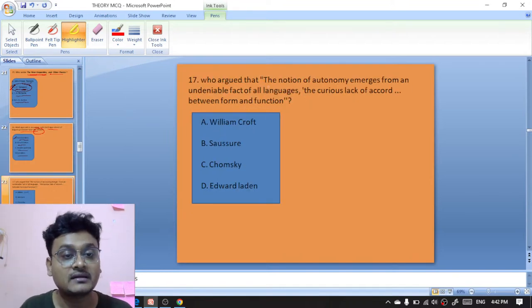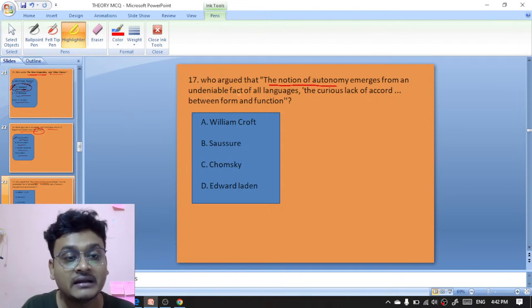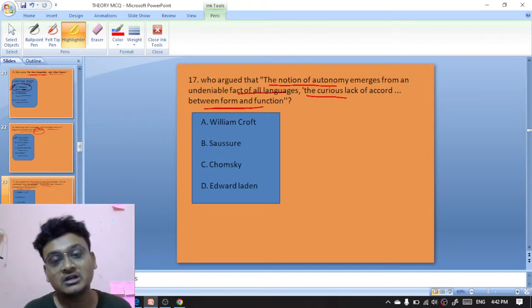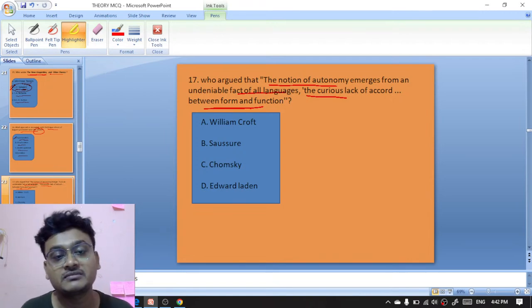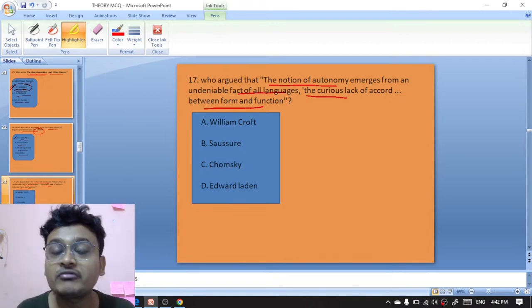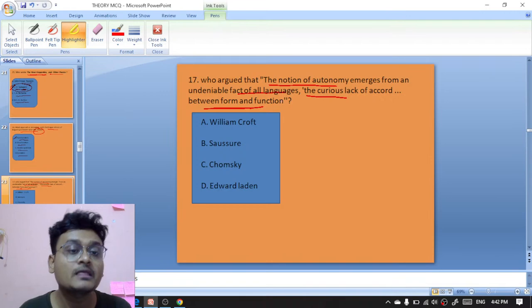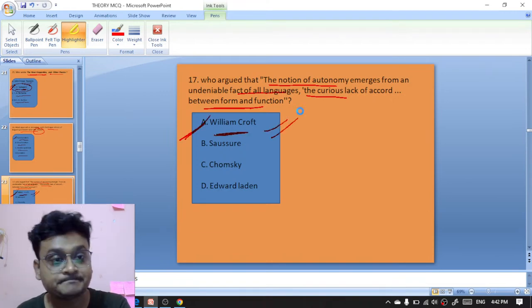Who argued that the notion of autonomy emerges from an undeniable fact of all language, the curious lack of accord between form and function? William Croft, Saussure, Chomsky, Edward Laden. So this was argued by William Croft. A is the right option over here, William Croft.